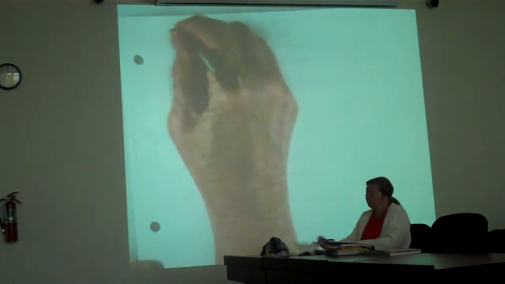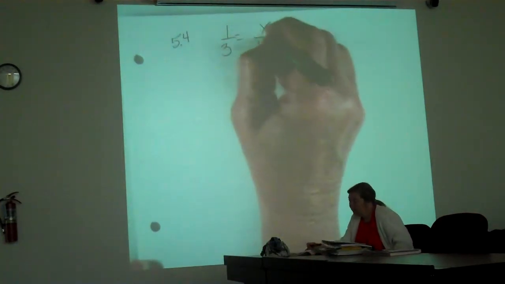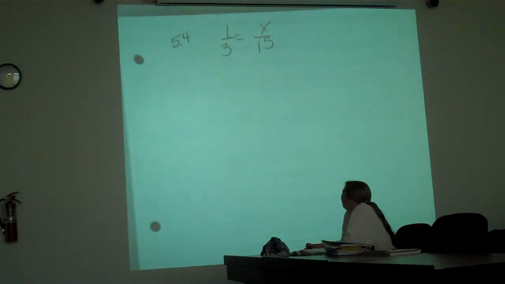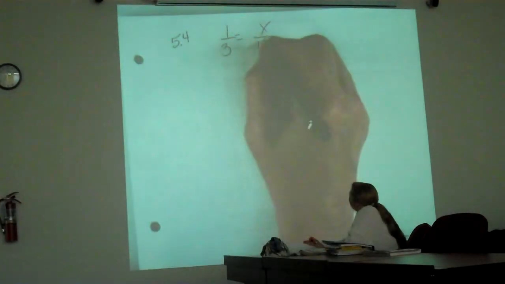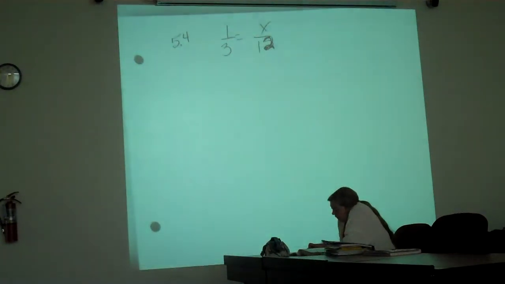If you look at problem number 1 on 5-4, it says 1/3 equals x over 12. This is a proportion, isn't it? We've been doing those already, haven't we? It would have worked the other way too. We could have got a number out of it.